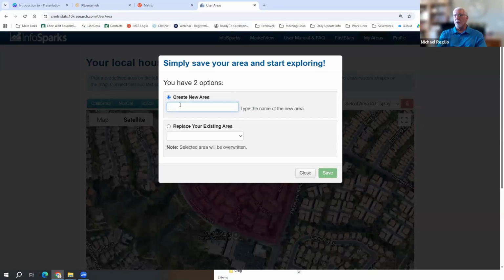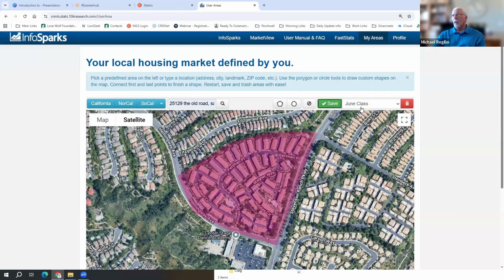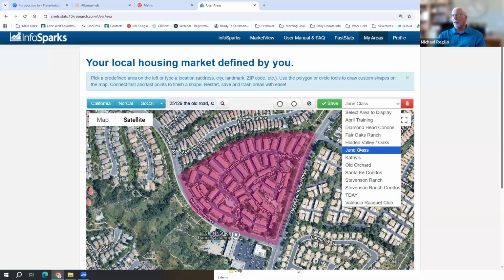So here I'm going to do June class and save it. The first time I can go in here and hit the stats, or I can go ahead and close this and it now shows up under my saved searches or my saved map searches.